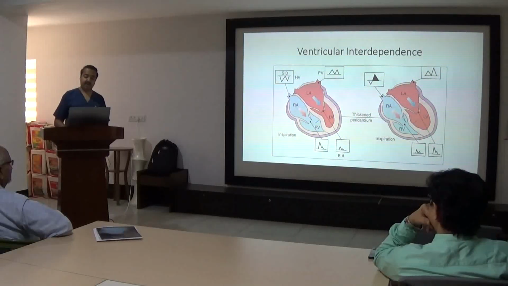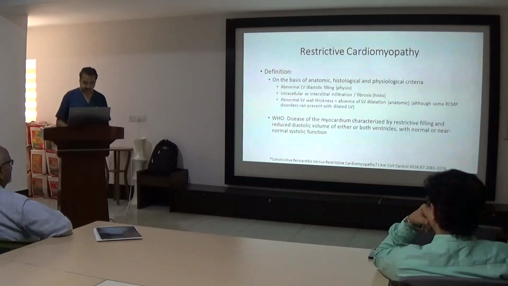Actually, before the advent of tissue Doppler and speckle tracking, this was the only diagnostic criterion which goes towards the side of constrictive pericarditis. Coming to restrictive cardiomyopathy.